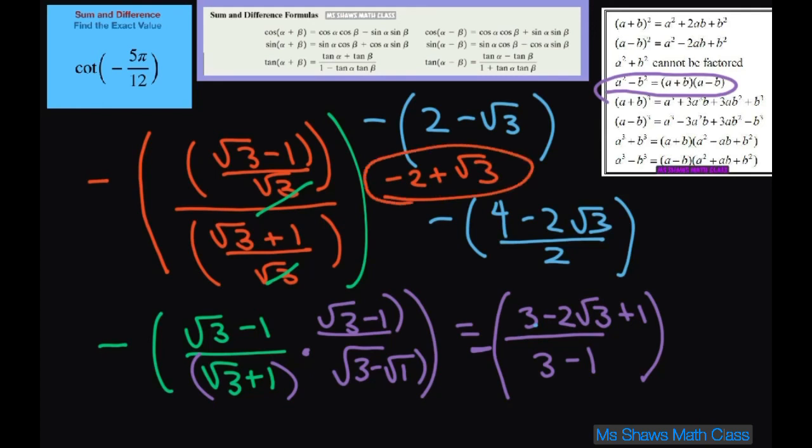You write it like that, or you can put the square root of 3 first. I'm running out of room here, but you could write it like square root of 3 minus 2, however you want to write it.